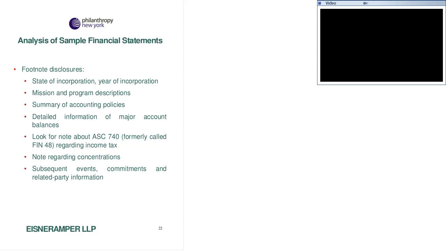Footnote disclosures, very important. The first note that you always see is the policy organization note. It just tells you what is the mission of this organization. What are they in the business to do? And it's important that you know that because you want to compare that to their statement of activities, right?